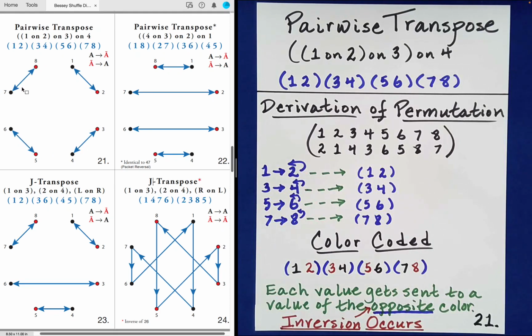So cards will just switch back and forth within each of these pairs each time this shuffle is performed. Consequently, this shuffle has order 2. If you perform it twice, it resets the packet to its original order. Now, at the end of this video, I will show you an application that involves all 4 of the shuffles that we are talking about today. But before we do that, let's go on to our second shuffle.